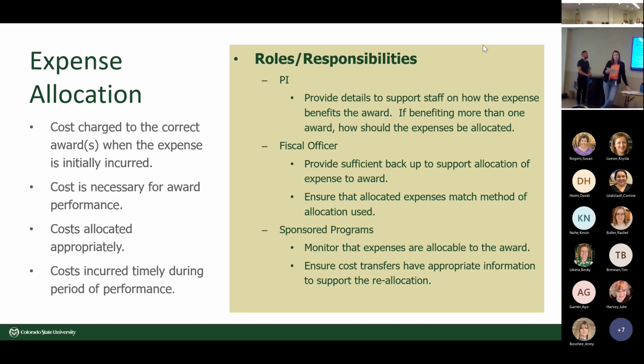The fiscal officer, make sure you support your documents, provide the backup documentation, and make sure your allocation method matches how the expenses were actually spread out. And then sponsored programs, we do monitor that expenses are allowable on the award. As y'all know, we do not approve every expense. So we do our best, but we are not seeing everything as it comes through. And then we ensure that cost transfers have the appropriate information to support the reallocation. Next slide, please.